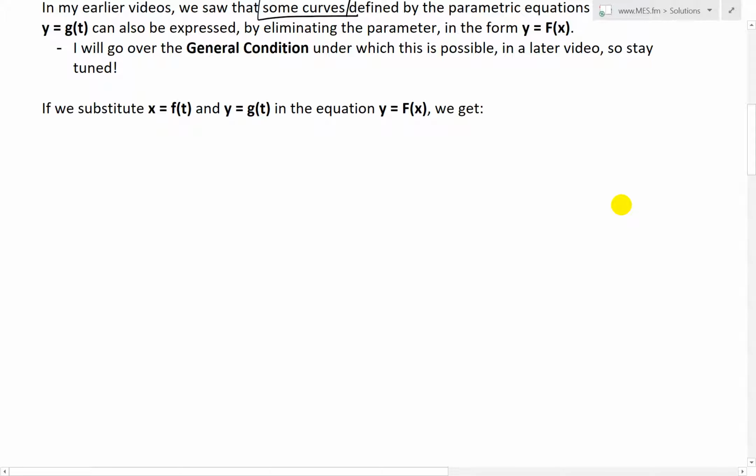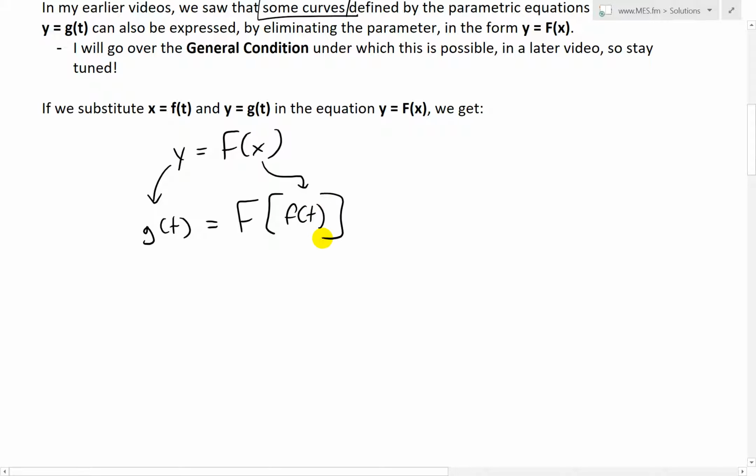So if we substitute x equals f of t and y equals g of t in the equation y equals F of x, let's just write this down. If we have y equals capital F of x, and now we replace this y with g of t, we get g of t is equal to capital F of, and now I'll put a bracket like this, this x, which equals f of t, like that.